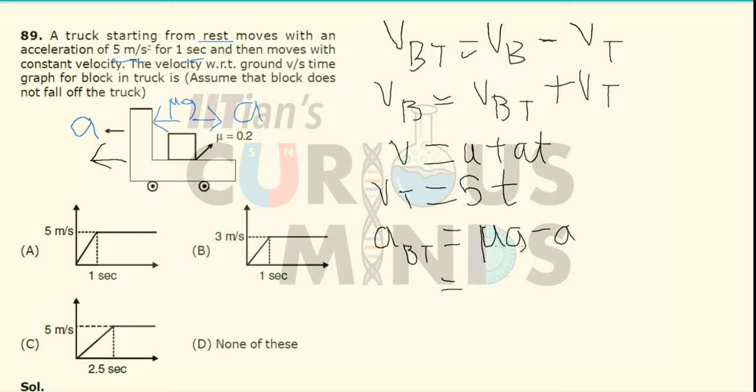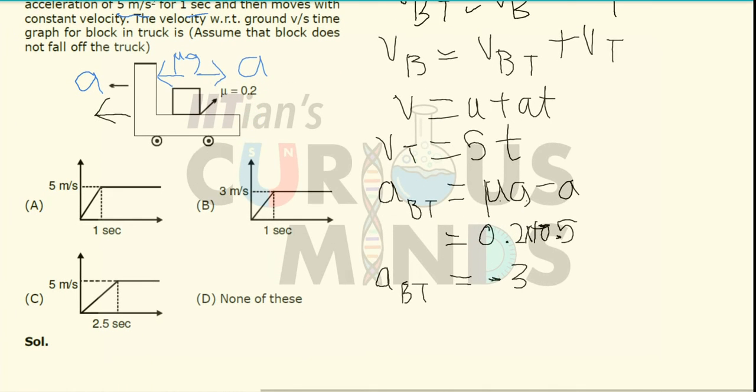So this will be equal to mu g minus a. Over here mu is 0.2, minus the acceleration of the truck, which is equal to 5. Now this is how the block will proceed relatively in the left hand side direction. With 0.2 into 10, which is equal to 2, so if you see with respect to the truck, the block is accelerating in the right hand side direction with the acceleration minus 3.